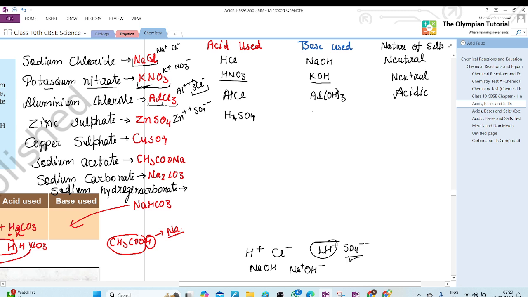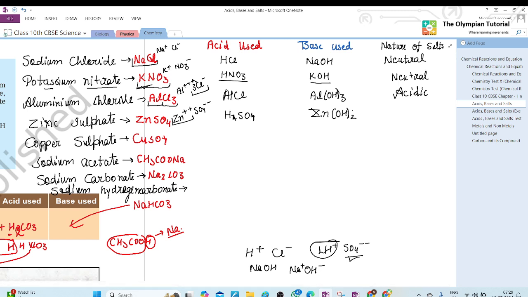I don't know the full form of the base. Okay, so the positive radical comes from the base. So it means it is the base of Zn. Zn(OH) whole twice, because the valency of Zn is 2 and OH valency is 1. So Zn(OH) whole twice.